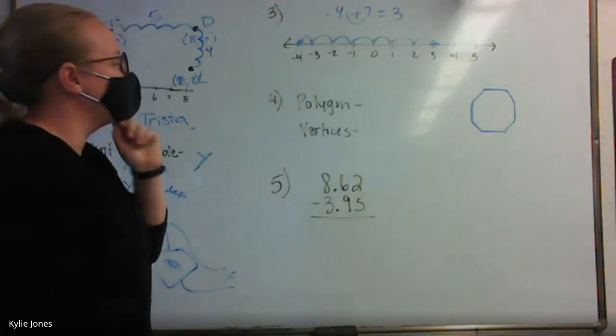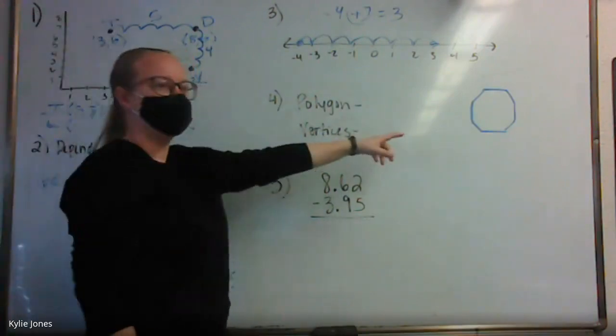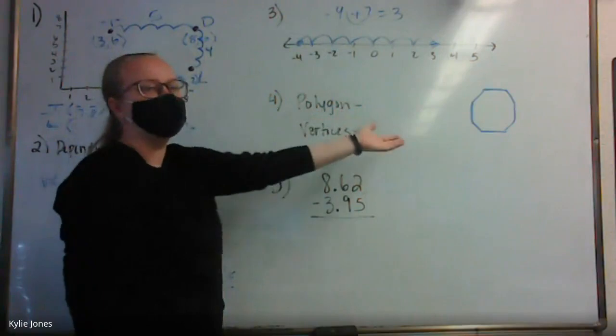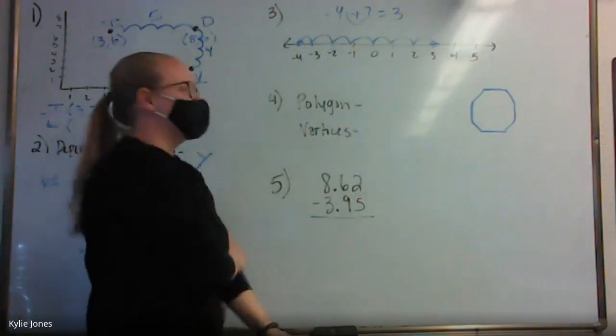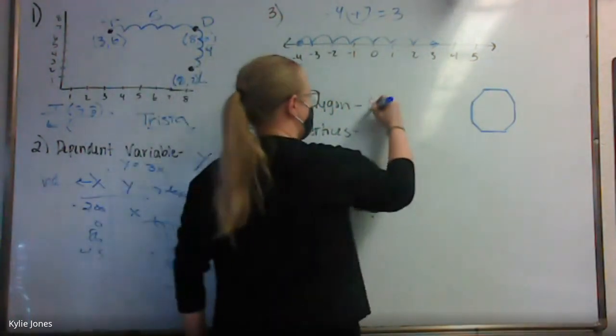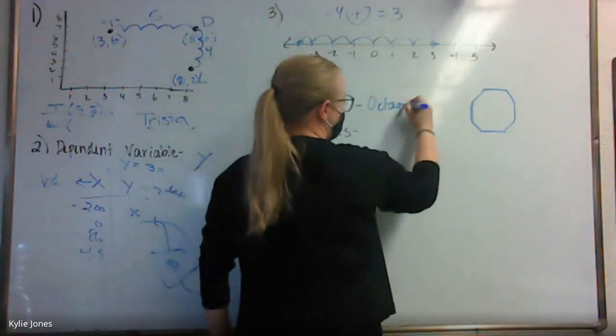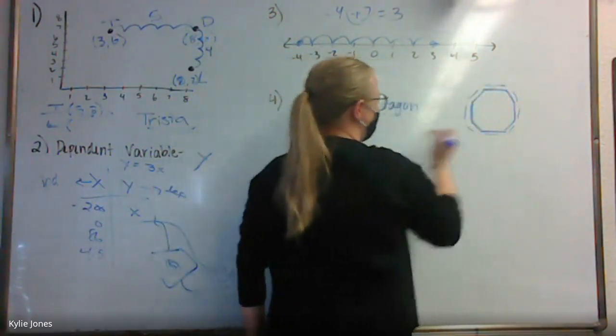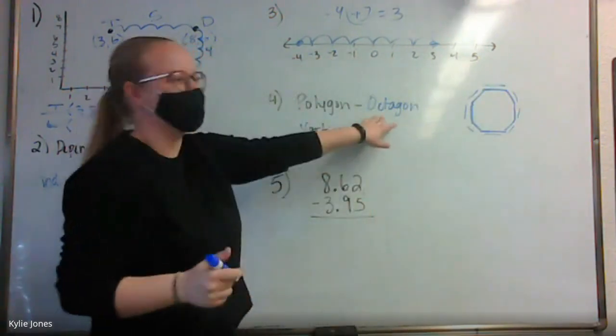Our next one, what shape is that? Polygon. Well, we know it's a polygon, but what's the name of it? An octagon. How do you know it's an octagon? Because it has 8 sides. 1, 2, 3, 4, 5, 6, 7, 8 sides makes it an octagon.